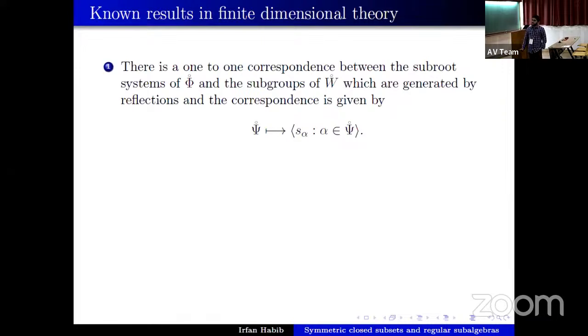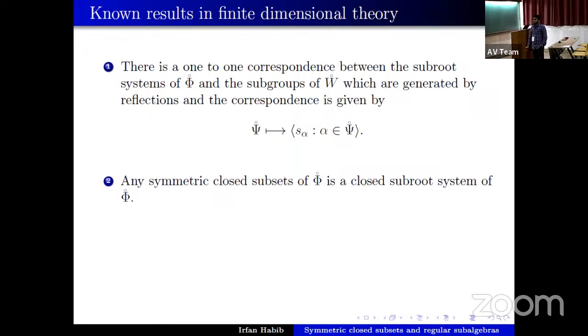This first result is in general true for any Coxeter group and its root system, which states that if you take any Coxeter group, then the set of all subgroups of the Coxeter group which are generated by reflections is in one-to-one correspondence with the set of all subroot systems of the corresponding root system. So in particular, if you take the Weyl group of the finite dimensional semi-simple Lie algebra, that correspondence holds here as well. Even for an affine Lie algebra, if you consider the real roots only, then the set of all subroot systems is in one-to-one correspondence with all the subgroups of the affine Weyl group generated by reflections.